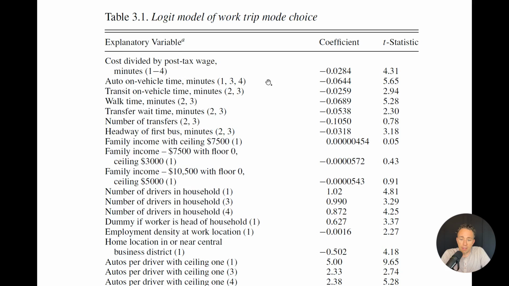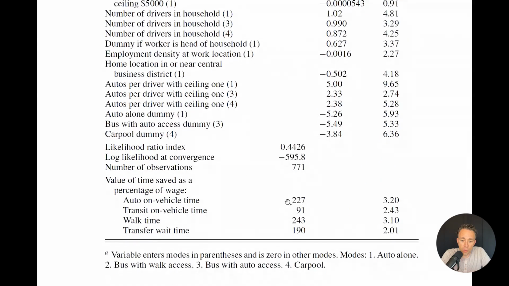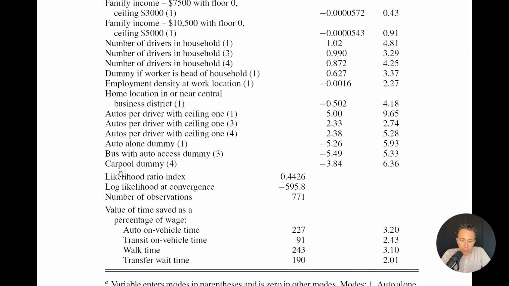And this table is a little bit more difficult to read than what you would find in most scientific publications these days. It has numbers after the variables for which specifications they were included in. So this just means that the cost was included in all specifications, but then some of these things were included in different specifications. I don't want to go through all of these exact point estimates. What I will say is that they got a likelihood ratio index of 0.4426, which is above that 0.2 to 0.4 range that McFadden said was an excellent fit.